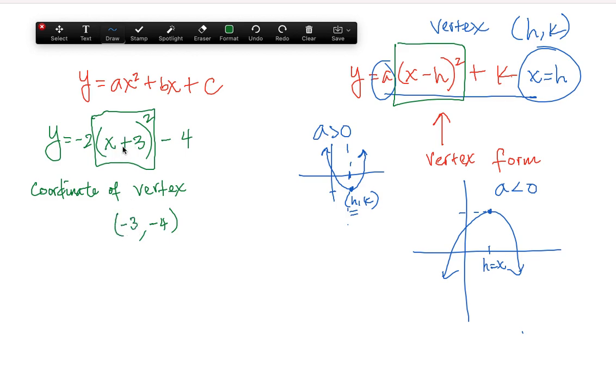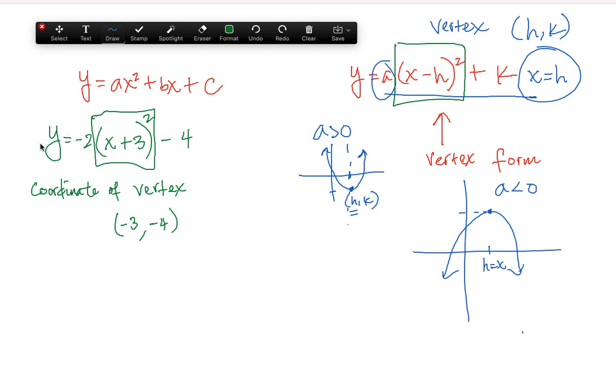Exactly. So if it's x plus a number, you have to take the negative of that, because in the vertex form it's supposed to be x minus h. So the h had to have been a -3, so that way it's x minus a -3, which is why it's x plus 3. Make sense? Yeah. Okay, that's just small detail-oriented stuff. You get the big picture.